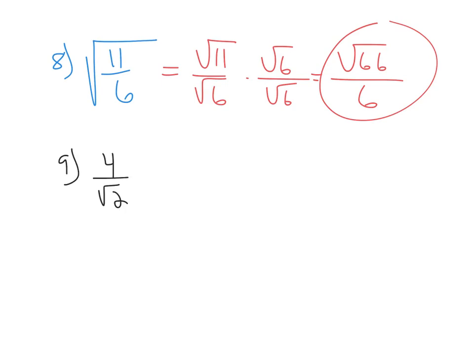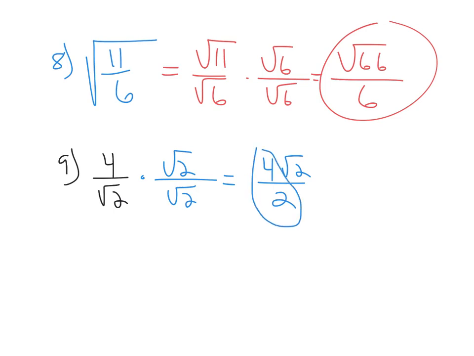All right, you try this one, 4 over root 2. Hopefully you multiplied the top and the bottom by root 2. We're going to get 4 root 2 over 2. And we can also reduce this fraction. So I'm going to get actually 2 root 2 for my final answer.